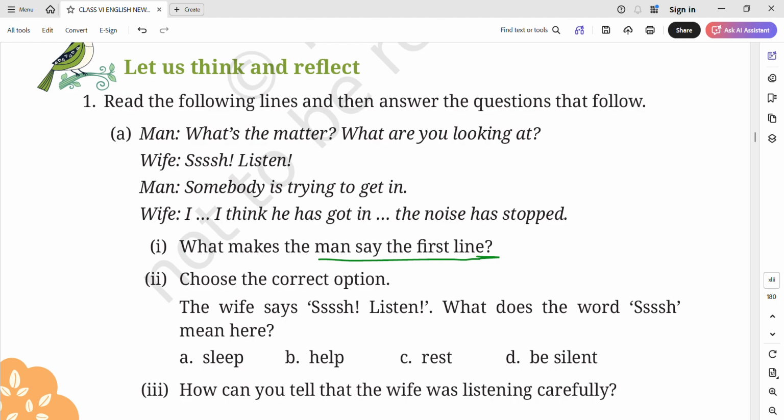Question number 2, choose the correct option. The wife says shh, listen. What does the word shh mean here? That means we are also using it in our daily life. Be silent. So this is our answer.